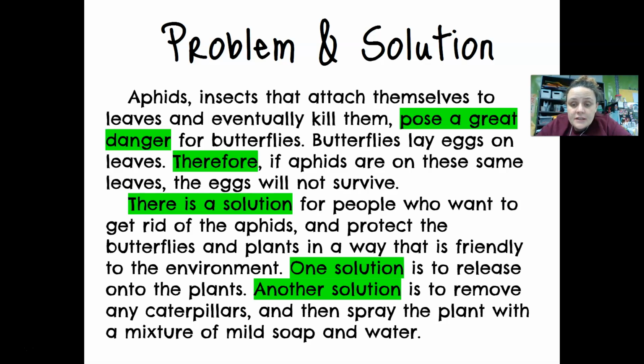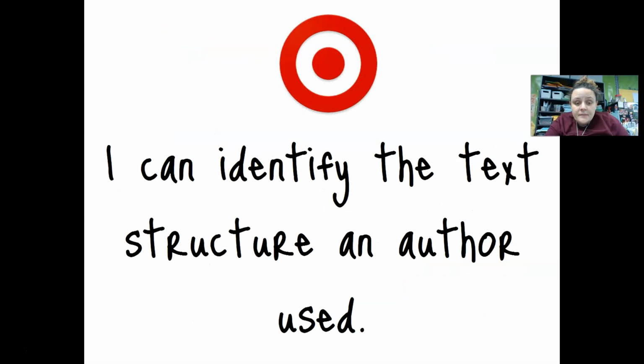So you might have caught those signal words in there: pose a great danger, therefore, there's a solution, one solution, another solution. So the problem described was aphids and how they kill butterfly eggs. And they gave multiple solutions for how we can get rid of aphids on plants.